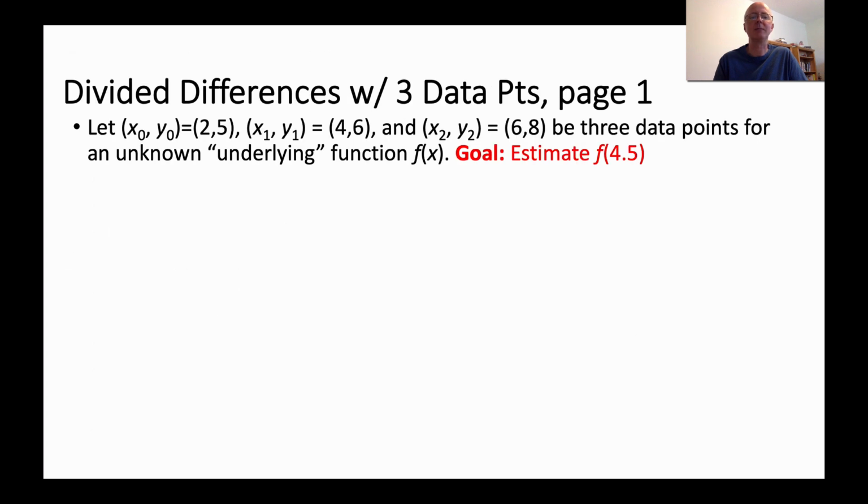All right, let's get into our example. So this is the exact same example as in lecture 19 with Neville's method. We've got 3 data points, 0th data point, a first data point, and a second. That's really 3 data points then. The 0th node is 2, the first node is 4, and the second node is 6. And the corresponding outputs of the function are 5, 6, and 8.